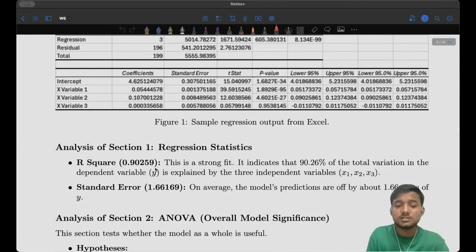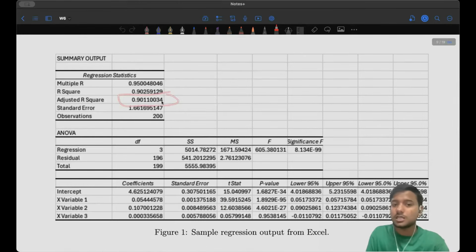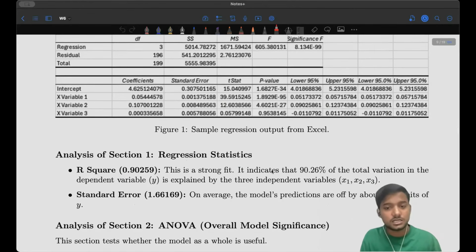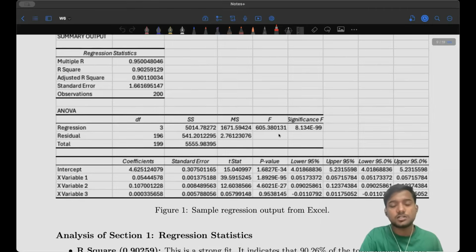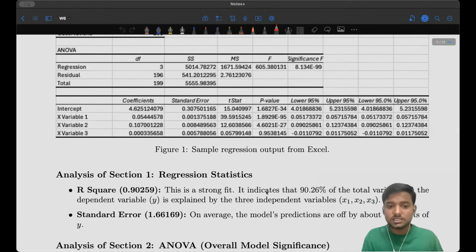Now you can see R square is this. It tells us that it is a very strong fit because R square is very high. R square is 0.90, or you can convert it into a percentage, that becomes 90.11%. That means 90% of the variance in y can be explained using the x variables which I have, x1, x2, x3. Sorry, that was adjusted R square, which is 90.26. So it indicates that 90.26% of the total variation in the dependent variable y is explained by the 3 independent variables x1, x2, x3, or you can say the linear combination of these 3 variables, right?